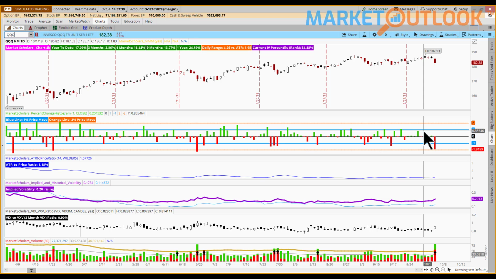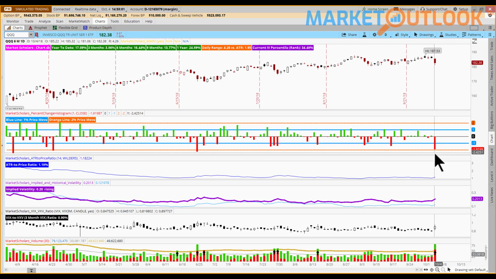So notice the NASDAQ was down almost 2% today. The QQQ was down nearly 2%. So that's why you see this red bar right here go all the way down, almost touching that orange line down there. That orange horizontal line would be if the NASDAQ was down 2% today. So it was just shy of hitting that.